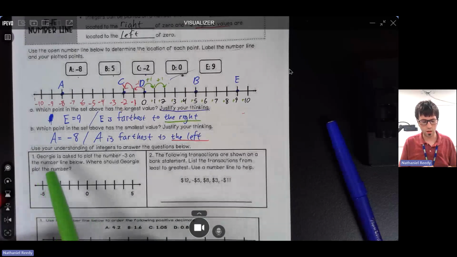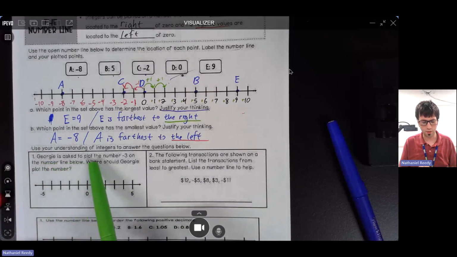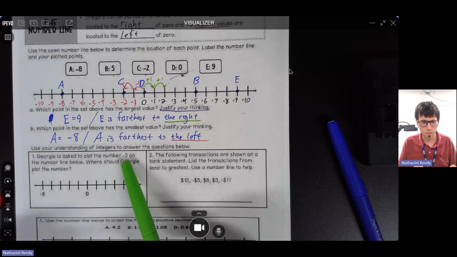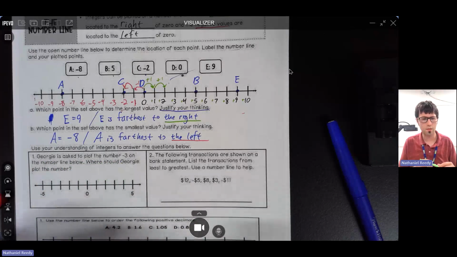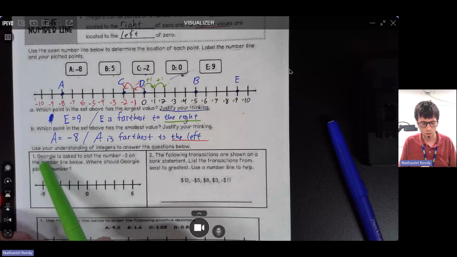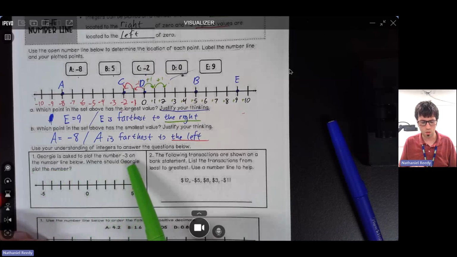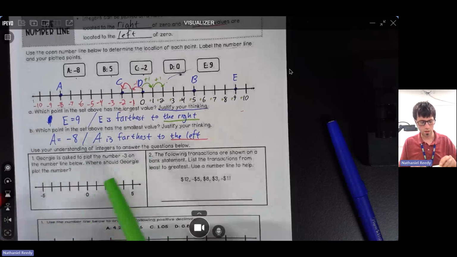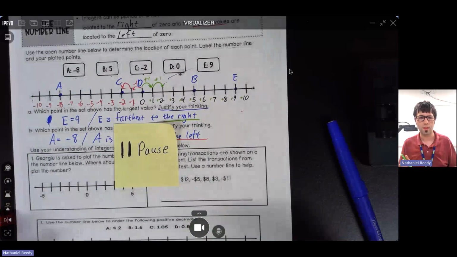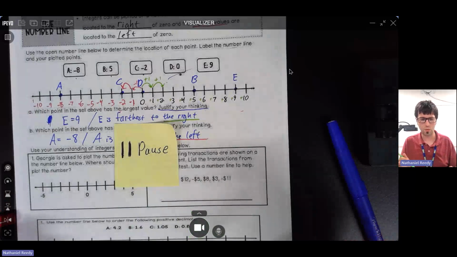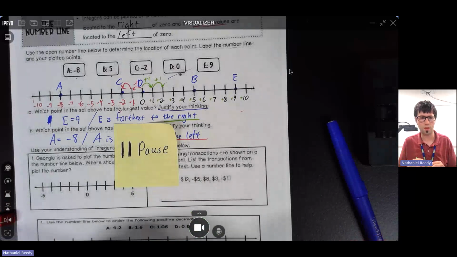The next question is, Georgie is asked to plot the number -3. It looks a bit better on my screen than it does on my paper here, but yeah, Georgie is asked to plot the number -3 on the number line below. Where should Georgie plot the number? Why don't you guys pause it for a second and think about that. Look at your paper. Where should Georgie plot the number -3?